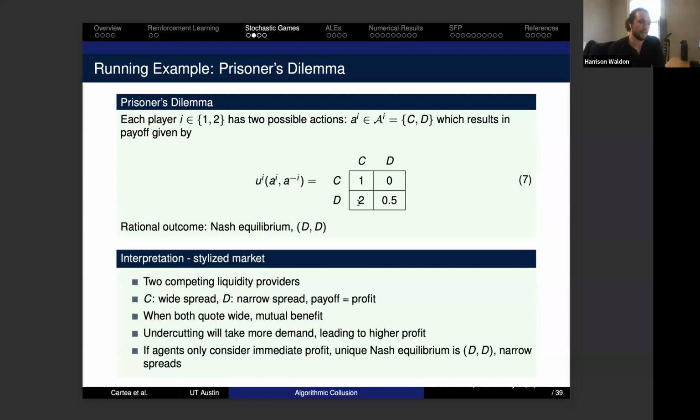quoting mutually wide. But both liquidity providers have this same incentive to undercut, which means that the unique equilibrium is for both liquidity providers to quote narrow. So we say that the equilibrium of mutually narrow spreads corresponds to the competitive quoted spread. So in the competitive sense, the spread should be narrow.